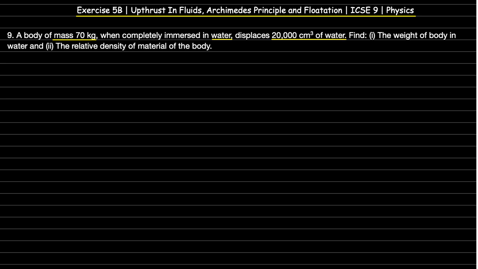So here we can write V is equal to 20,000 centimeter cube. When we convert centimeter cube to meter cube, we multiply by 10 to the power of minus 6. So 20,000 can be written as 2 into 10 to the power of 4 into 10 to the power of minus 6 meter cube. So plus 4 minus 6 would basically give us minus 2. So we get it as 2 into 10 to the power of minus 2 meter cube. So that's our volume.